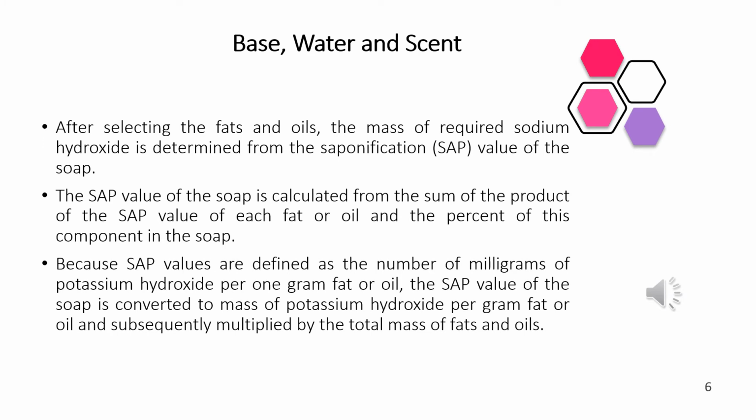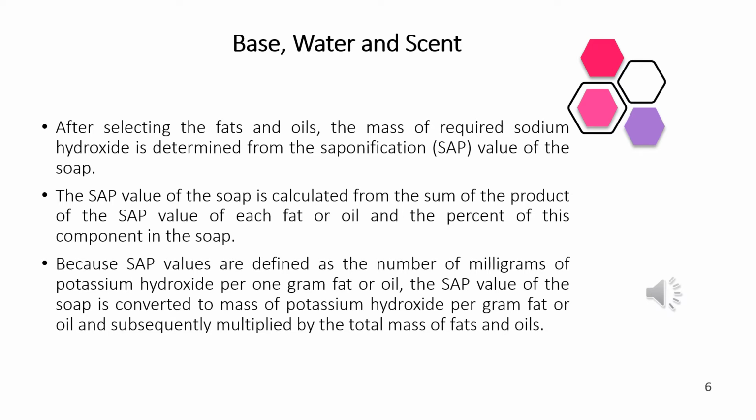Base water and scent. So besides other materials, base water and scent are used in the formulation of soap. After selecting the fats and oils, the mass of the required sodium hydroxide is determined from the saponification (SAP) value of the soap. So, when the fats and oils are selected, we can determine the mass of sodium hydroxide. To determine the mass of sodium hydroxide, the saponification value or the SAP value is used.